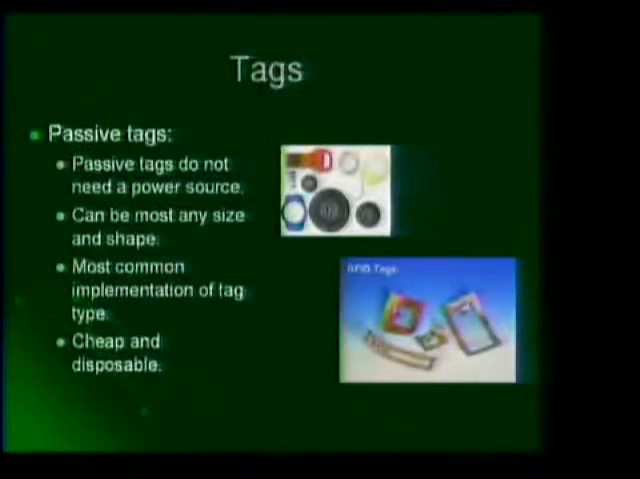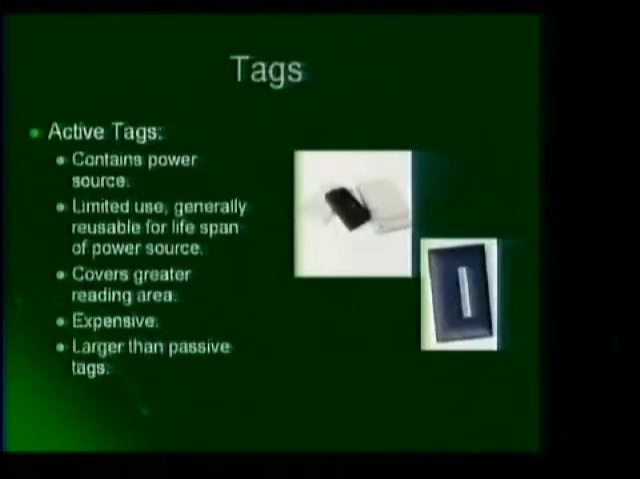So here we have passive tags. These are the cheaper and more common tags that you'll see. These are the tags that you can stick to things, and they don't need a power source, so that's what makes them cheap. They have a short distance compared to the other tags. So these are the active tags. They contain a power source. They have a further distance that you can read to. Because they're powered, they also have a little more memory, so you can write to them, you can do a little more fun things with them. But because they're powered, they also cost a lot more than the passive tags.